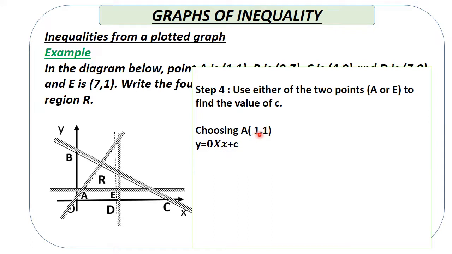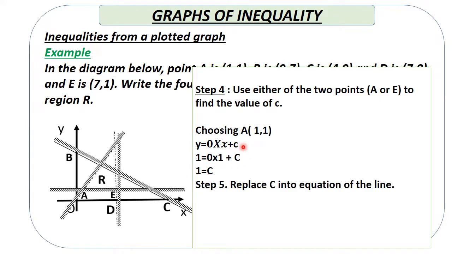So we're going to plug in the points here. This is x, this is y. So if you put y here and x here, we should be able to get c. So doing that, we're going to have 0 times 1 here, it's 0. So in short, we have 1 being equal to c. This is our c. So we can plug in c into here, which is step 5. Replace c into the equation of the line.